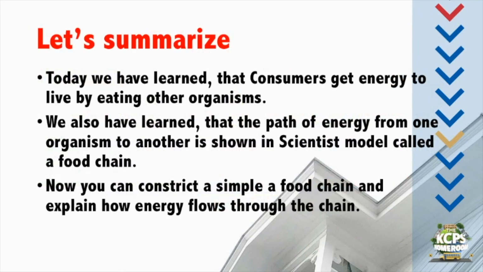Okay guys, let's summarize it. Today we have learned that consumers get energy to live by eating other organisms. We also have learned that the path of energy from one organism to another is shown in a scientific model called a food chain. And now you can construct a simple food chain and explain how energy flows through the chain.